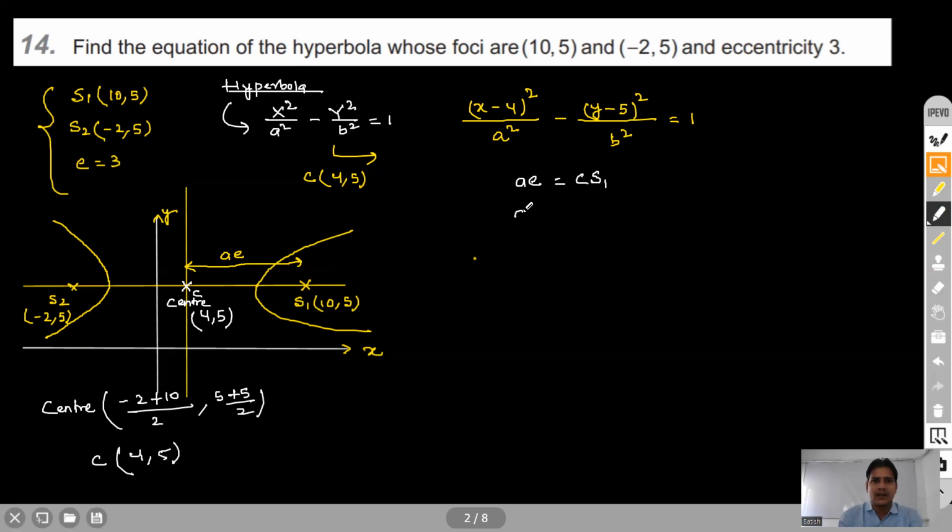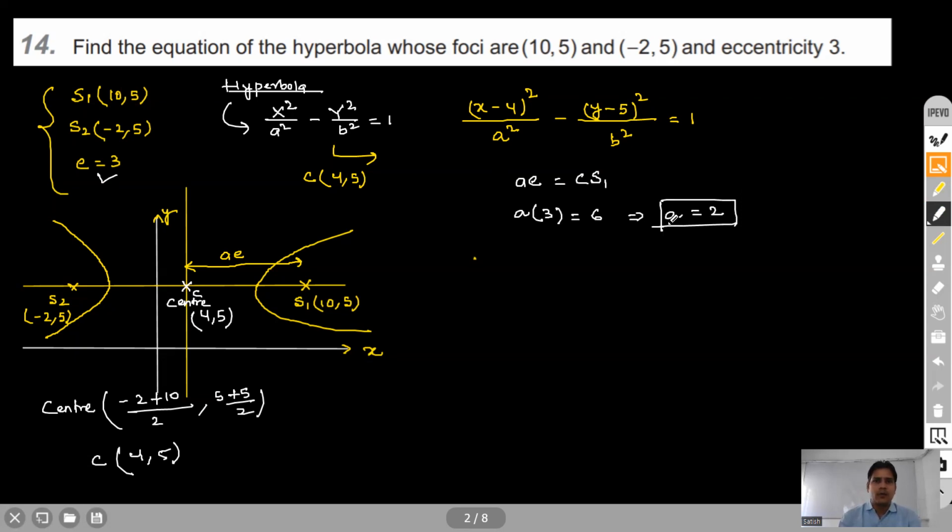Now, what is our eccentricity? Eccentricity is given as 3. So let me call it 3. And what is the distance? This CS1. CS1 is 10 minus 4, right? 10 minus 4, that is equal to 6. So from here, we get the value of a as what? 2. We got the value of a as 2.